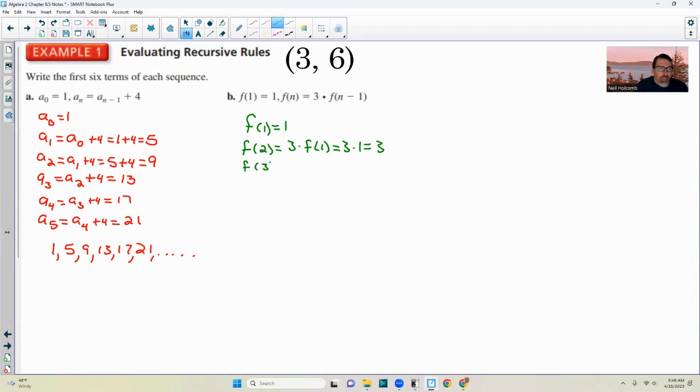F of 3 equals 3 times f of 2, which equals 3 times, f of 2 is 3, which is 9. F of 4 is going to equal 3 times f of 3, which is 3 times, and f of 3 was 9, so that's going to become 27. f of 5 is going to be 3 times f of 4.